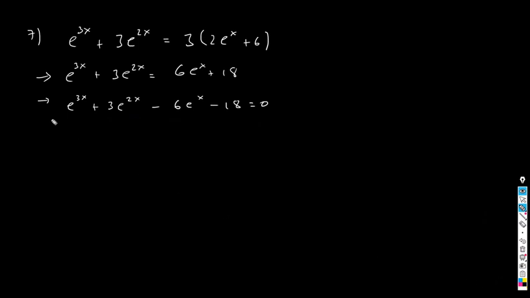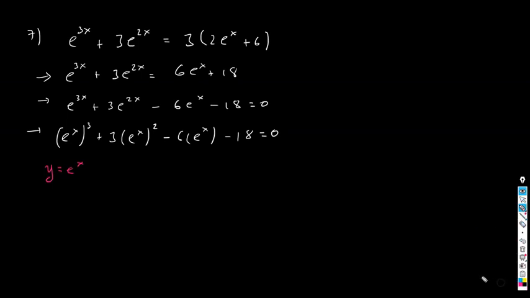Let's continue. I'm going to restate my equation in this way: (e to the x) to the 3 plus 3 times (e to the x) to the 2 minus 6 e to the x minus 18 equals 0. Let's relabel. I'm going to call e to the x, y. Same thing as before. And by doing so, my equation is transformed to this other equation.